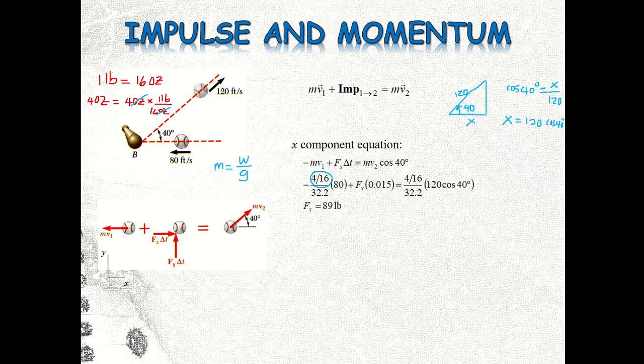So cosine 40 degrees. This is the 120 cosine 40 degrees, just taken from this. Now we have a right triangle here. So we got the force along the x-axis, or the x component, equal to 89 pounds.